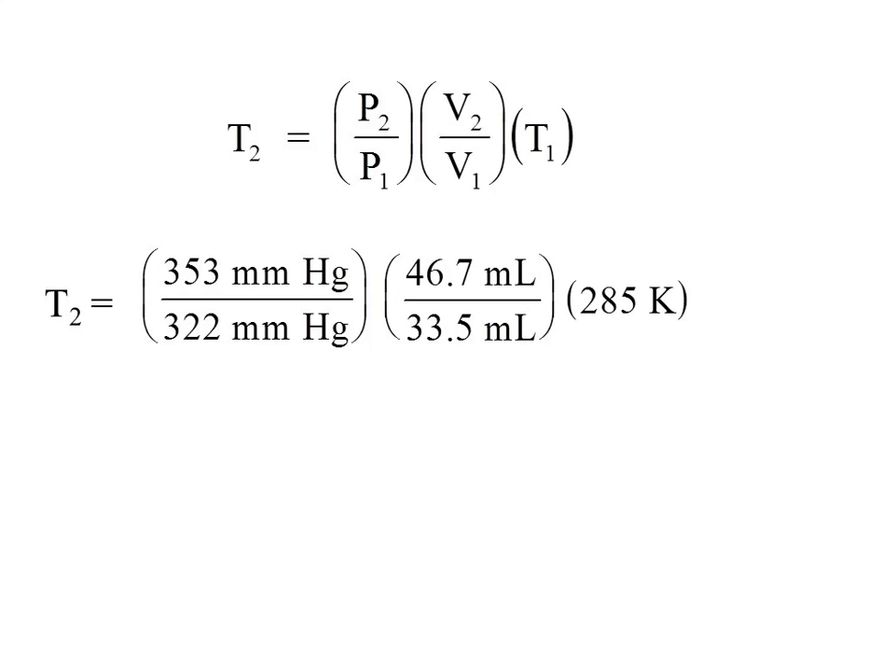Okay. P2 over P1 is 353 over 322. V2 over V1 is 46.7 over 33.5 milliliters. And of course, our T1 is 285 Kelvin. Since we're multiplying and dividing, rounding according to 3 sig figs, the temperature at that second state has to be 436 Kelvin. And that's it. That's the answer.